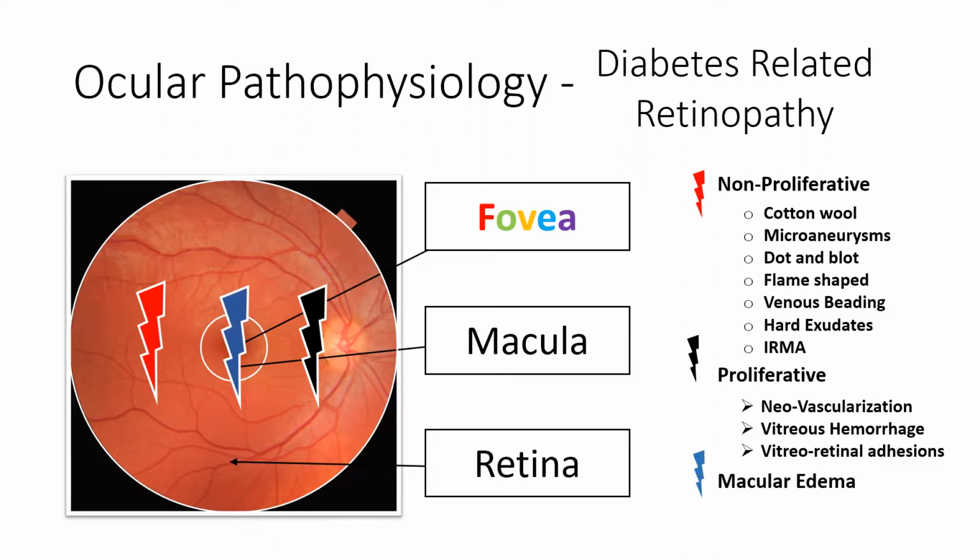Swelling from fluid accumulation in the macula and fovea is called macular edema. This condition can occur at the same time as nonproliferative or proliferative retinopathy. It is considered retinopathy, but because it has such a severe effect on vision, it has its own separate category.